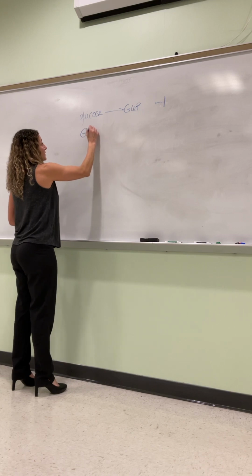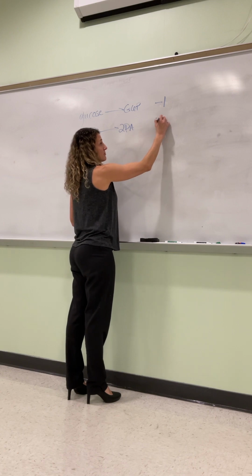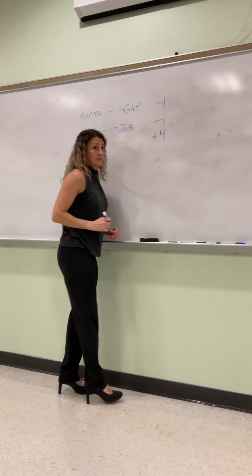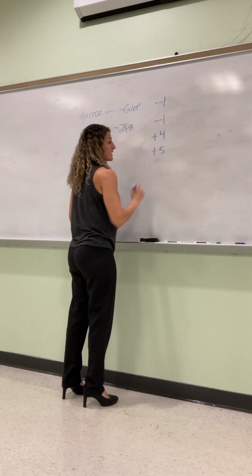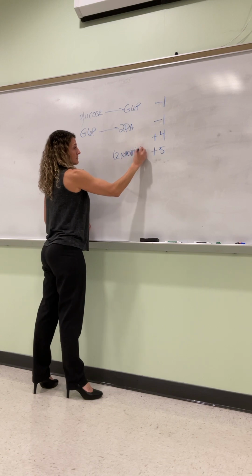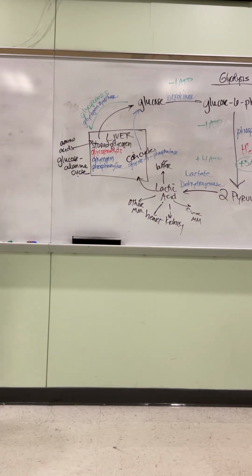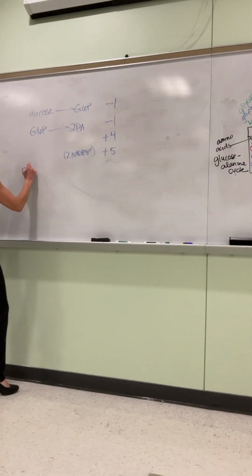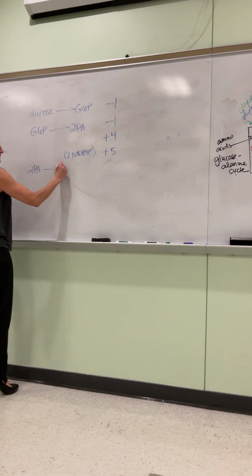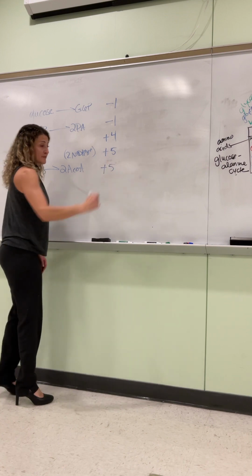Okay, from G6P to 2 pyruvate, what's happening? -1 plus 4. We're also getting the +5 from the 2 NADs. Okay, that's happening in between glucose 6-phosphate and pyruvate. This reaction is going to create those hydrogens. It's going to send us off to the electron transport chain. Then, between pyruvate and acetyl-CoA, what's happening with our ATP? Plus another 5 from those 2 NADs.